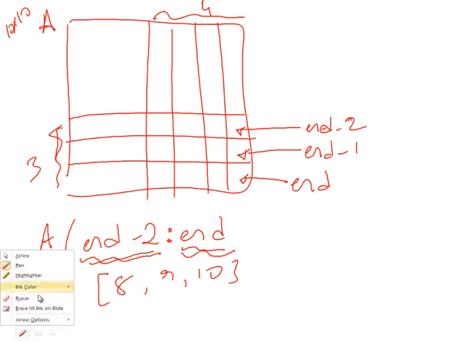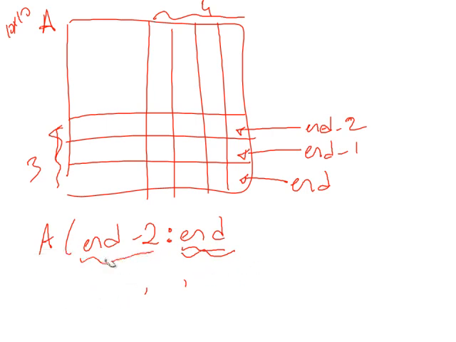The common mistake in this problem was to use end minus 3. So instead of minus 2, some of you had end minus 3. That would give you an extra row. It would give you the last 4 rows, okay? So the correct answer was to go from end minus 2 all the way to end.